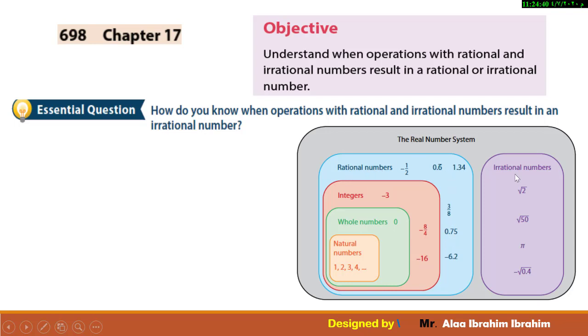But the irrational number is anything that has no square root and also no cubic root. So this number has no square root. Why? Because the square root of 2, if you use your calculator, will be 1.4 or something. So this will be a decimal, but an infinite decimal. Root 50 will be 5 root 2 in the simplest form.